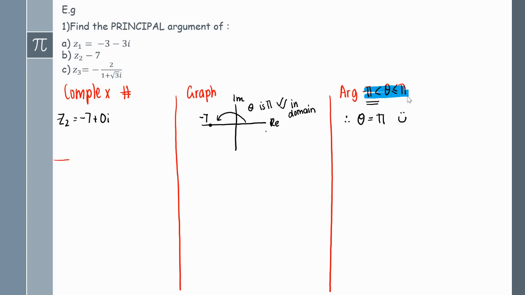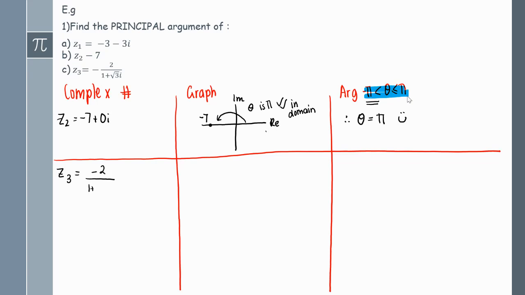See, similar process, but just notice that we will need to rationalize our denominator. So multiply the bottom and the top by 1 minus root 3i and see what you get. This will allow us to sketch the graph better.